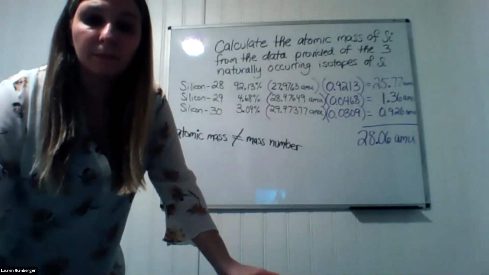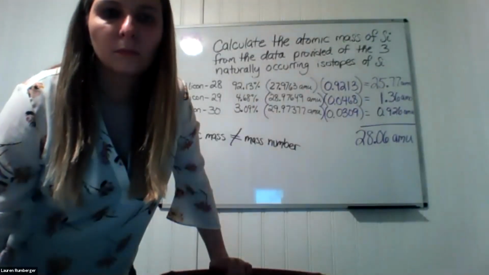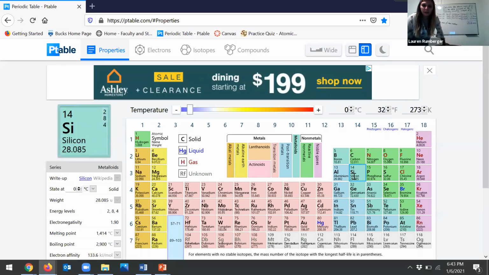So now on the periodic table here, if we click on silicon, we will see that silicon has an atomic mass of 28.085. So our calculations turned out to be pretty darn close to the exact mass that we find on the periodic table.